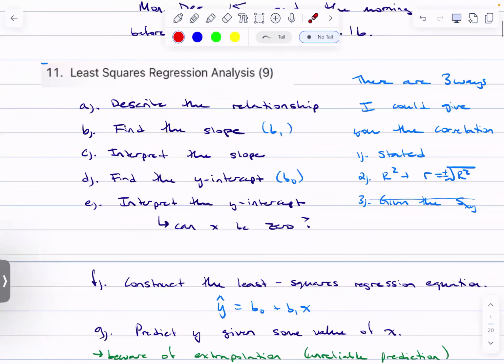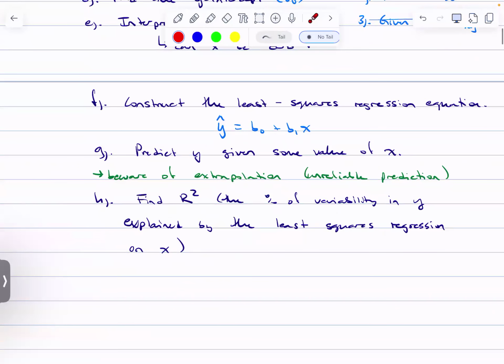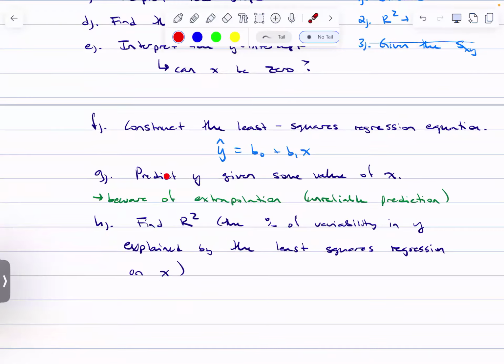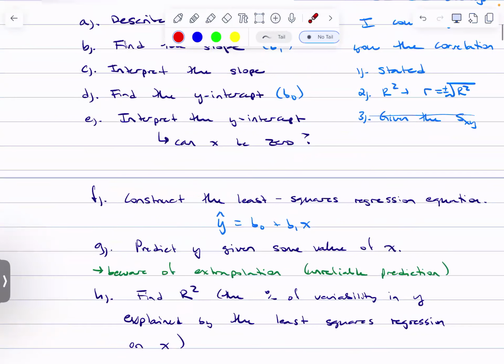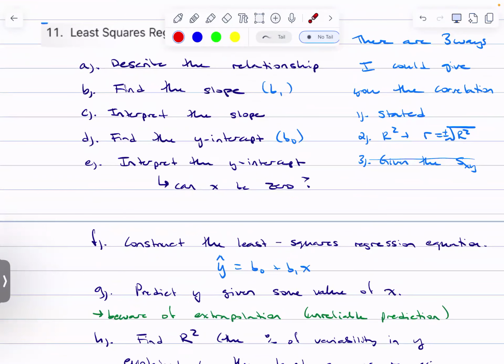It's lots of parts, right? 1, 2, 3, 4, 5, 6, 7, 8. 8 parts, 9 marks. Pretty good. Something's worth 2 marks. I can't remember which one. 1 mark, 1 mark, 1 mark. Maybe I don't get you to describe the relationship. The interpretation tends to be 2 marks.